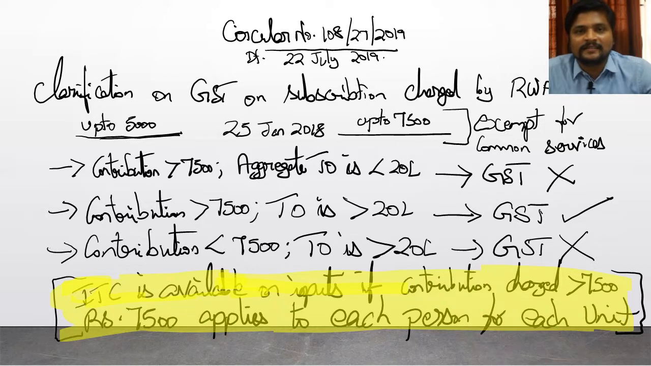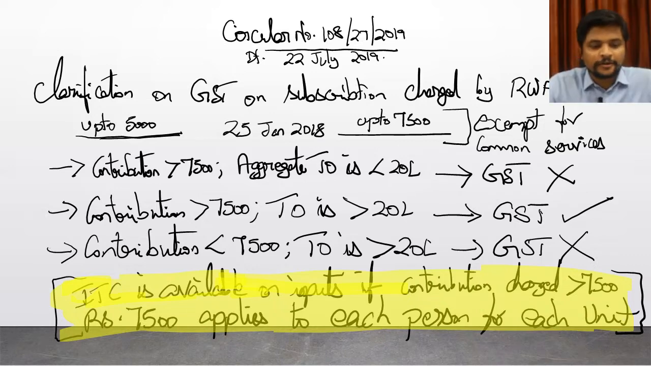Now there are certain situations. Scenario number 1: contribution is more than 7,500 rupees and the aggregate turnover is less than 20 lakhs rupees. Whether GST is applicable? As per this circular, if the monthly contribution is more than 7,500 rupees, then GST shall apply. However, the registration chapter says that up to 20 lakhs rupees, the taxpayer is exempted from registering himself, and once registration is not applicable, the GST liability also will not apply.